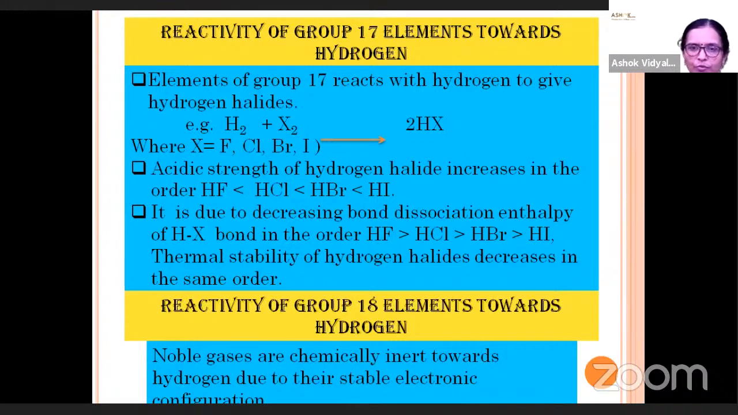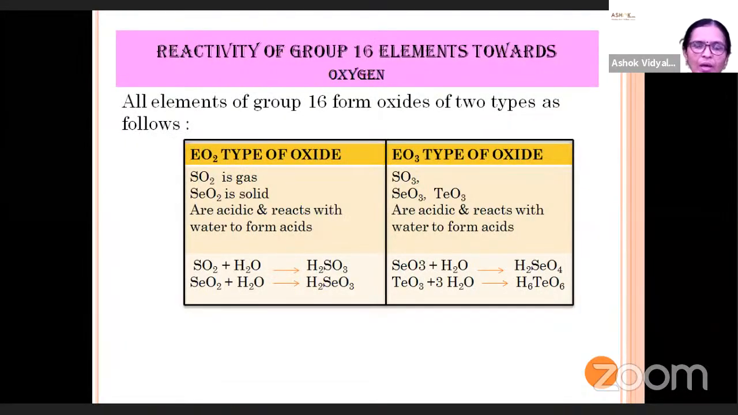Now we'll move to the next slide. Reactivity of group 16 elements towards oxygen. You know that group 16 starts with oxygen, and all the elements of this group form oxides of two types. First one is EO2 and another is EO3.